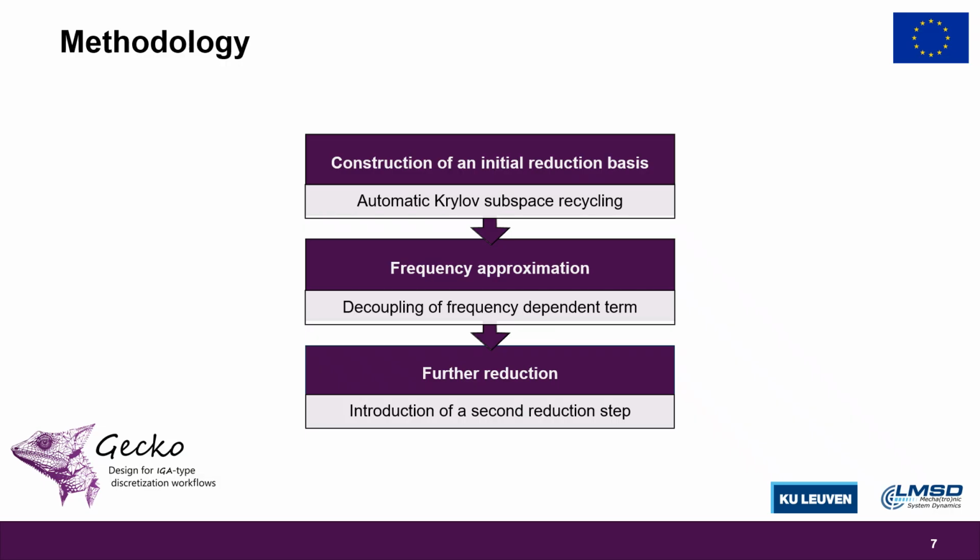This method follows basically a two-step reduction, where in the first step I construct an initial reduction basis using adaptive Krylov subspace recycling, and I use Chebyshev polynomials in order to decouple the frequency from the system matrix. After that, I introduce a second reduction step using the reduced basis method in order to compress the size of the reduced order model further.